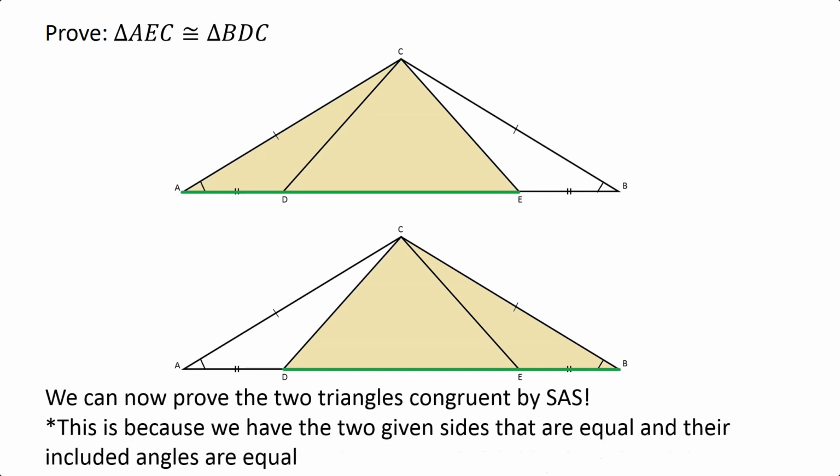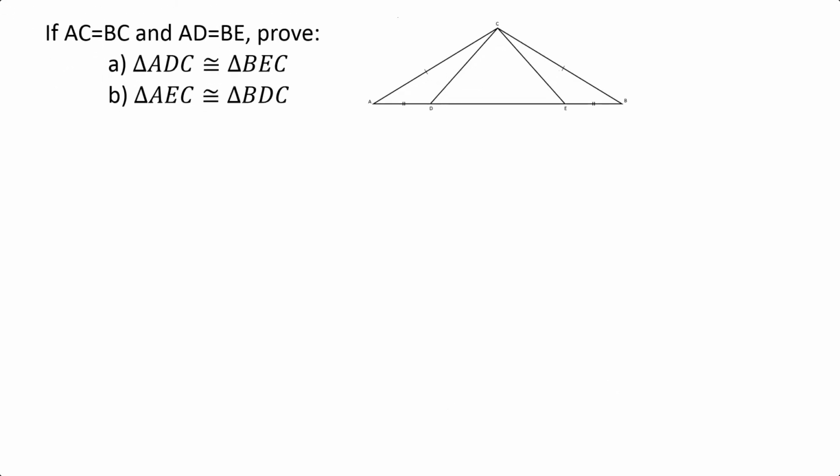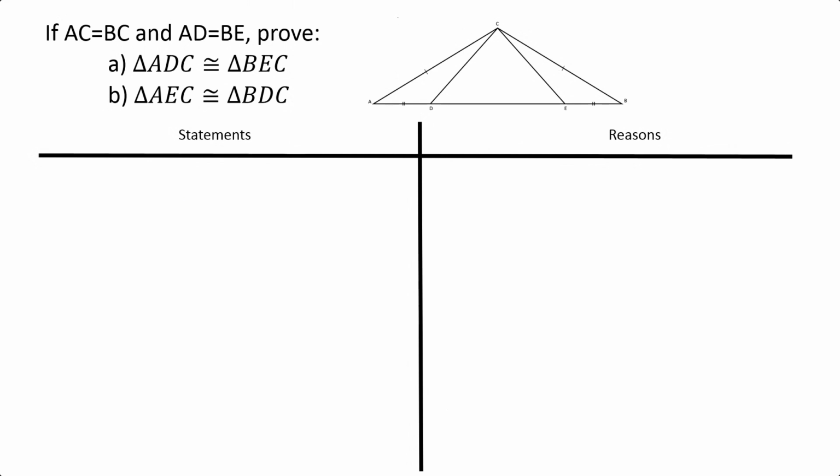Now we can prove these two triangles are congruent by side angle side. This is because we have two given sides that are equal and their included angles that are equal. Now we need to write this proof. If we had no problem with the previous part of the video, we're going to have no problem now.